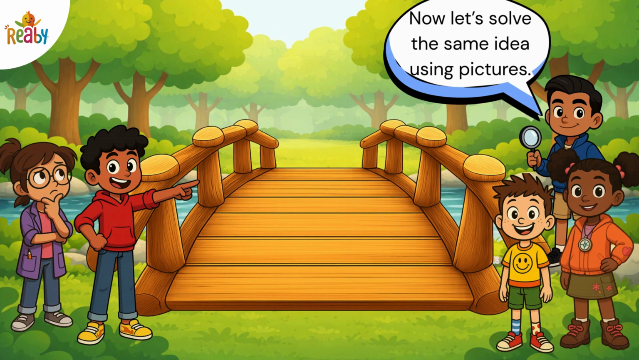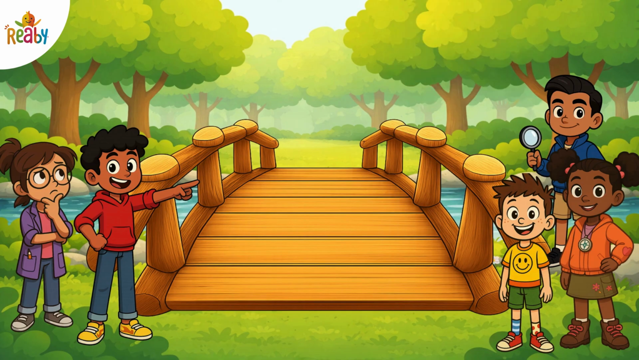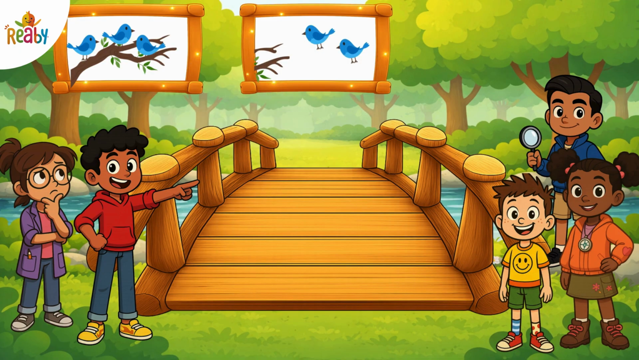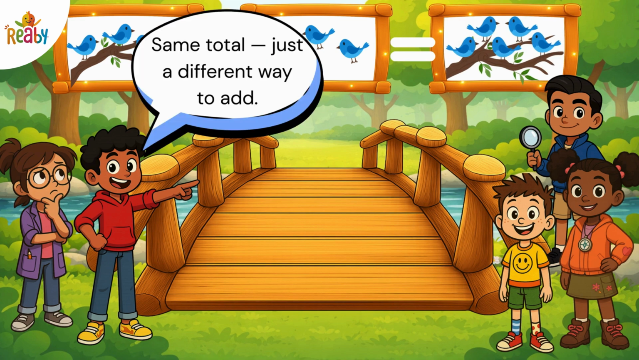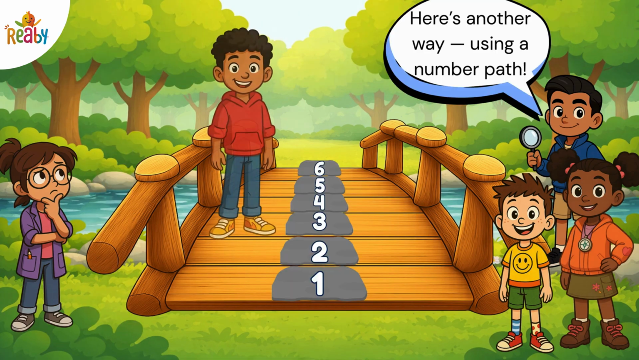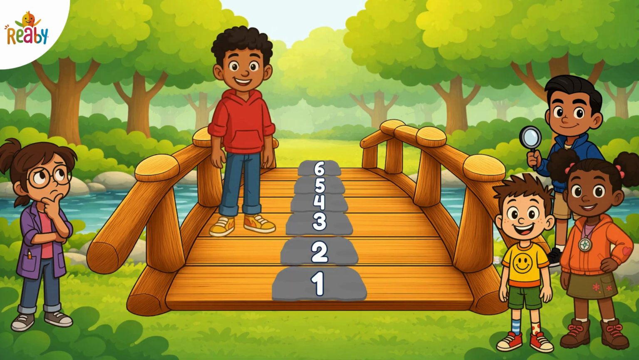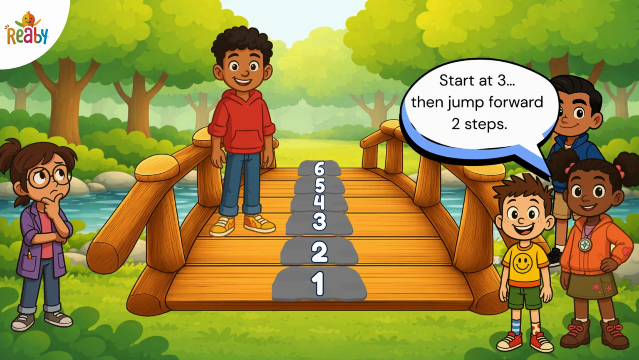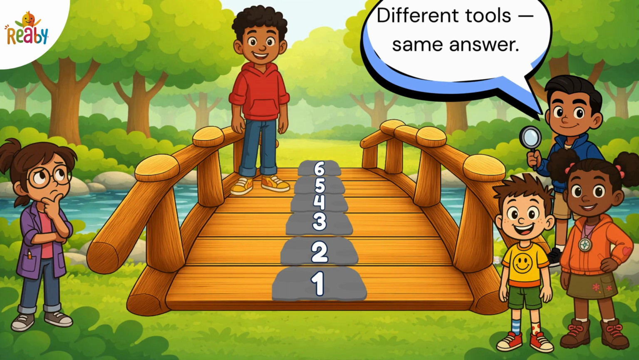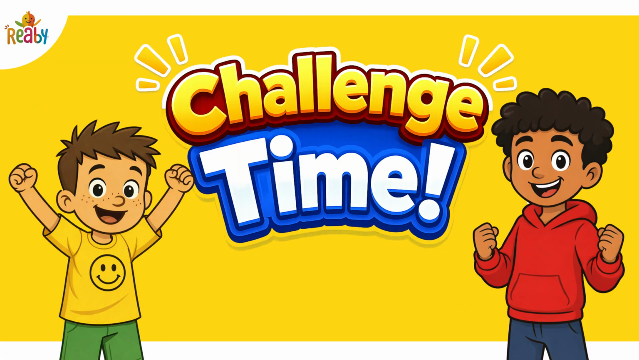Now let's solve the same idea using pictures. There are 3 birds on a branch. 2 more join them. How many birds now? Correct, 5. Same total, just a different way to add. Here's another way using a number path. Start at 3, then jump forward 2 steps. We landed on 5, just like before. Different tools, same answer. Challenge time!